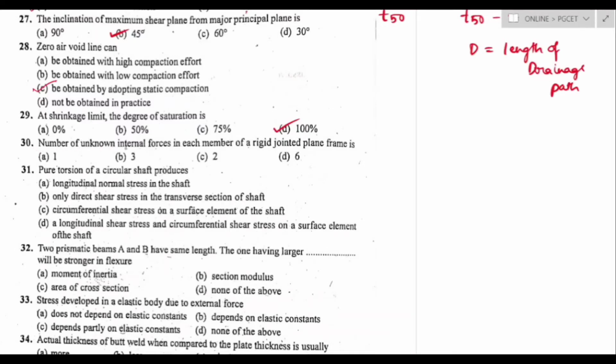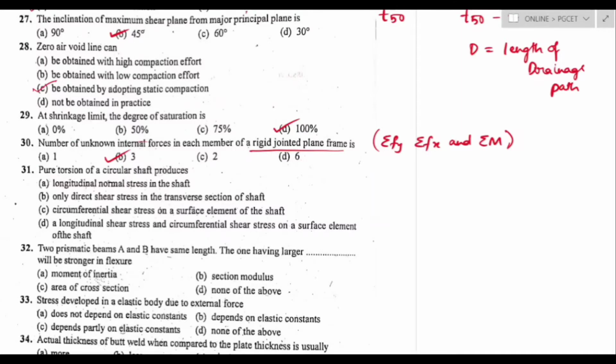Question number 30. Number of unknown internal forces in each member of the rigid jointed plane frame is. In a rigid jointed plane frame, there will be 3 internal forces. Option B is the right answer. That is Fy, Fx and moment. These are the 3 unknown internal forces in a rigid jointed plane frame.